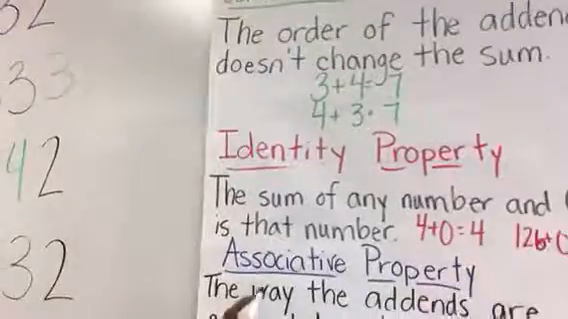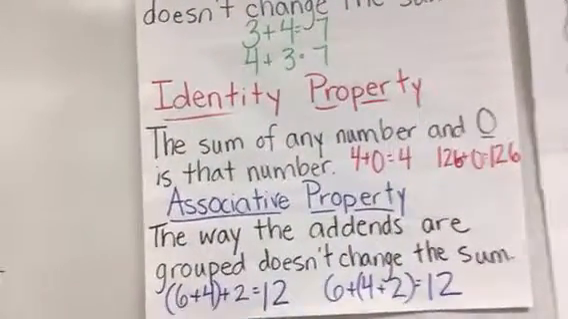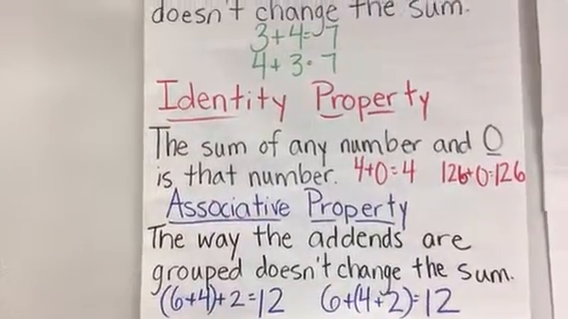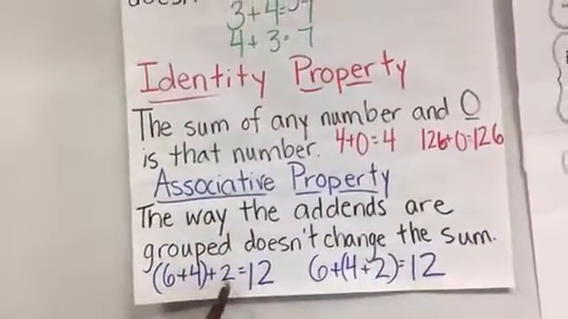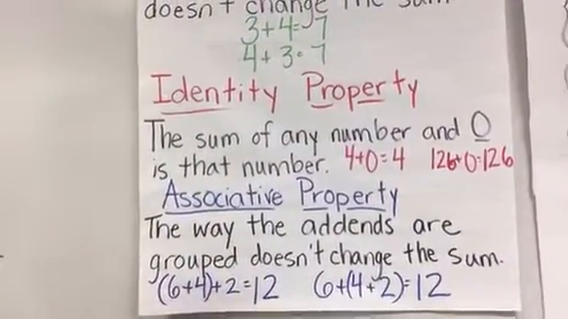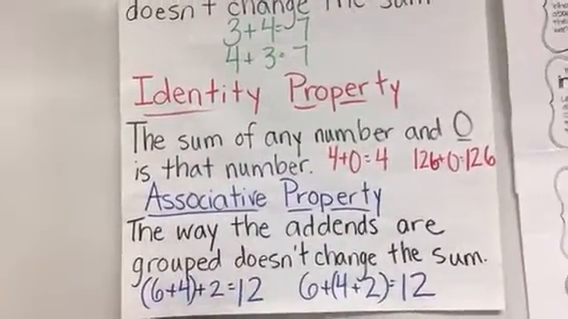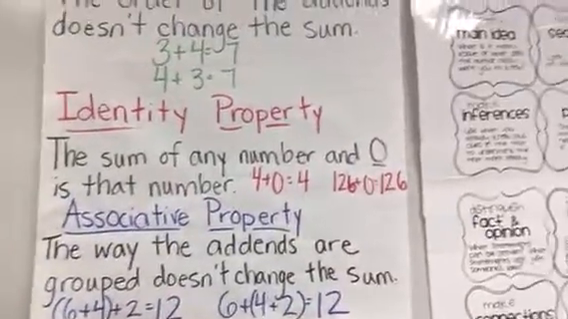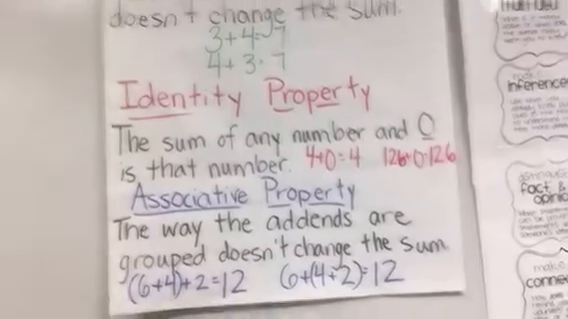Also, the associative property, this one's just a tad harder, but this one says that the way that the add-ins are grouped does not change the sum. So if I've got a 6, a 4, and a 2, and I'm adding them all together, I can group the 6 and the 4 on this side. I can group the 4 and the 2 on that side. Does not matter. It gives me the same thing.